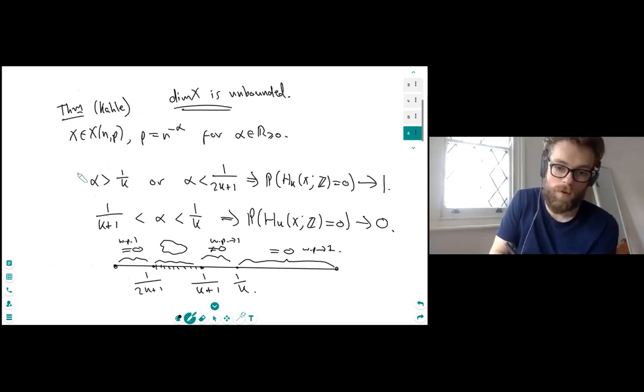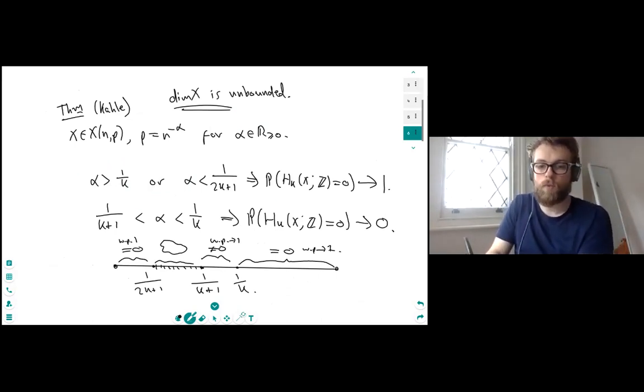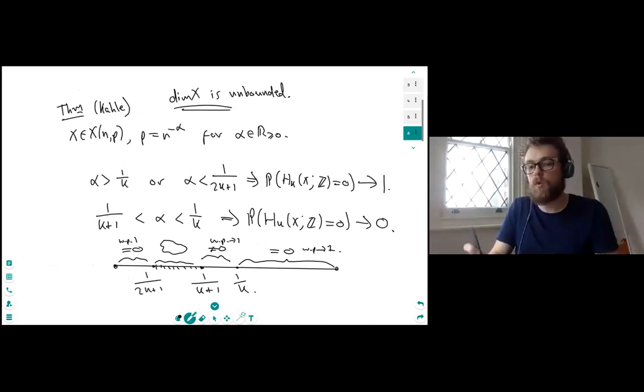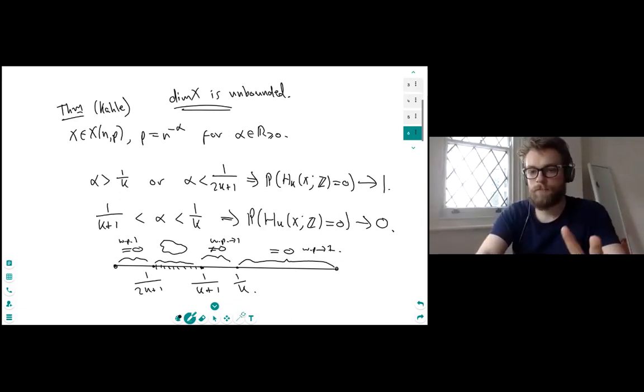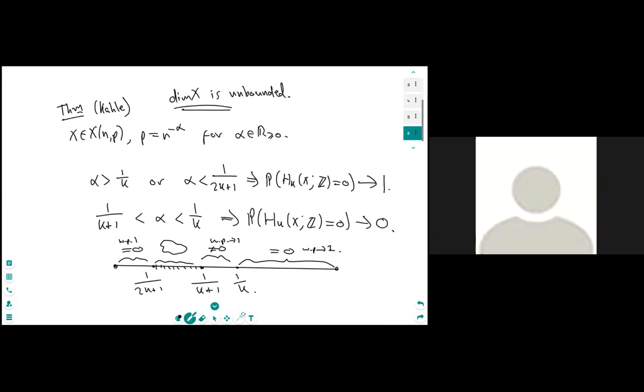And also because of this, we can have non-vanishing homology in every dimension possible. It's no longer that there's just one interesting dimension of homology. You can have homology from 0 up to potentially n. Okay, and so both of these depend on what you want.